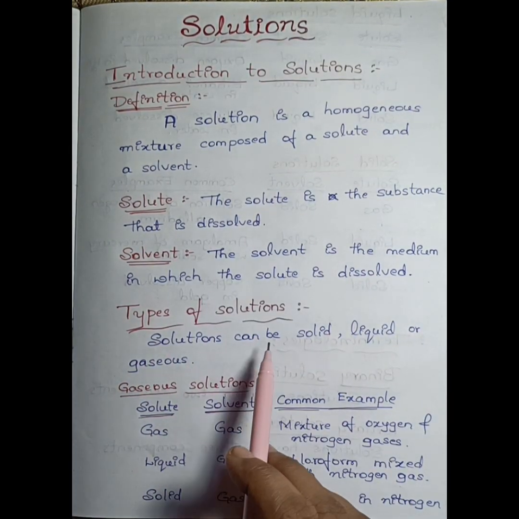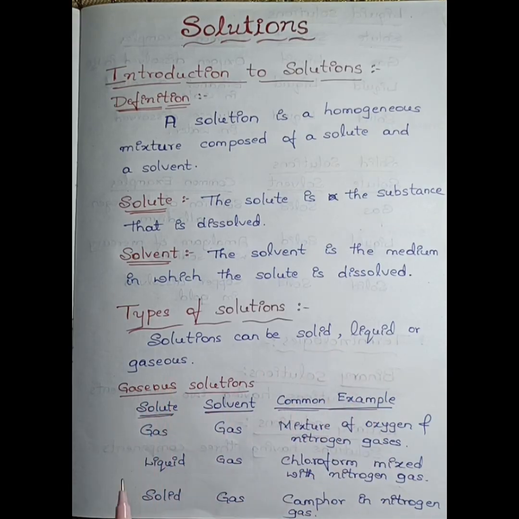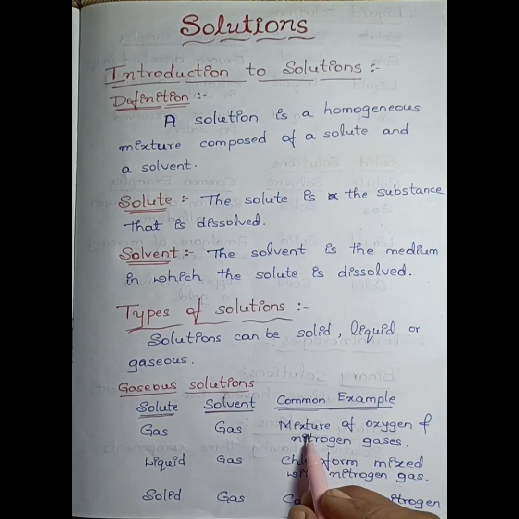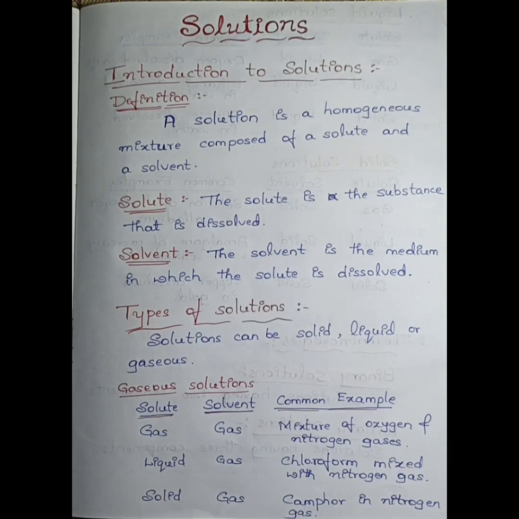There are mainly three types. They are solid, liquid and gas. First, let us discuss the gaseous solution. If solute is gas and solvent is also a gas, then an example is a mixture of oxygen and nitrogen gases. If solute is liquid and solvent is gas, then an example is chloroform mixed with nitrogen gas. If solute is solid and solvent is gas, then an example is camphor in nitrogen gas.